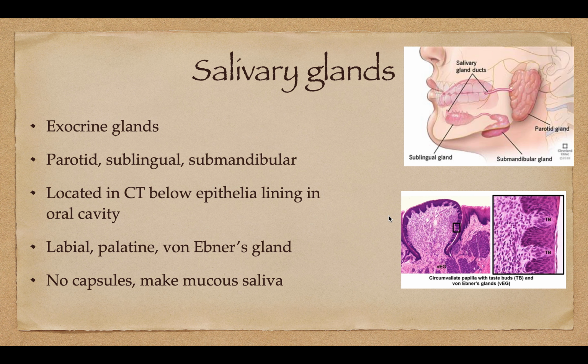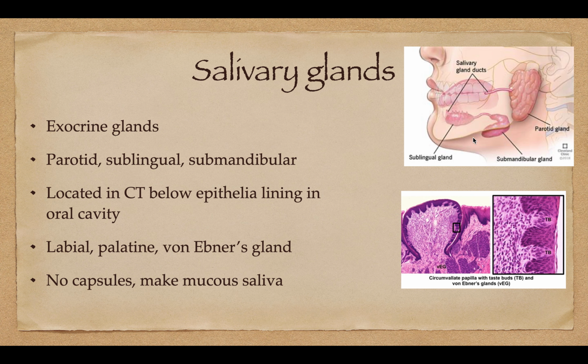The salivary glands are going to be your exocrine glands, and there are three of them. The parotid here in the cheek is going to be the largest one, the sublingual beneath the tongue, and the submandibular below the jaw. And they're all located in the connective tissue below the epithelium lining the oral cavity. And they all have glands depending on where they are. They have the labial, which are in your mouth area, the palatine, and the von Ebner's gland.